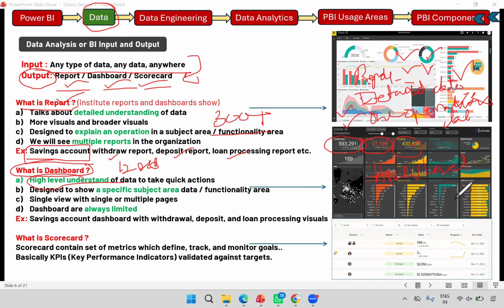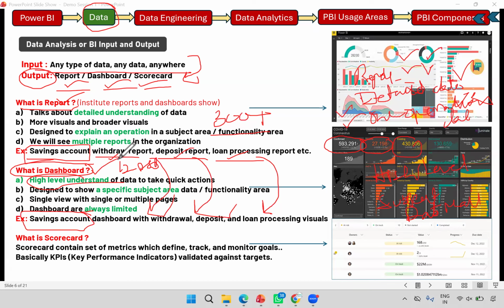High level data and subject area data. Some people say data mart area data. Data mart, a part of data warehouse. So the same thing, if you see savings account individually detailed available, okay, but you want to show a single area, savings account information. So deposit data, withdraw data, loan processing data, if you take in a single area, that is called dashboard.